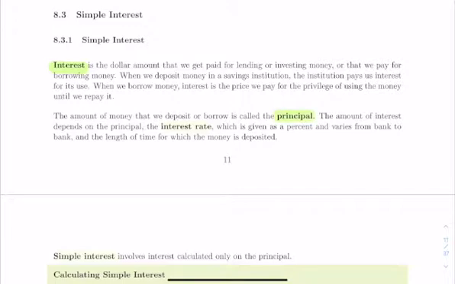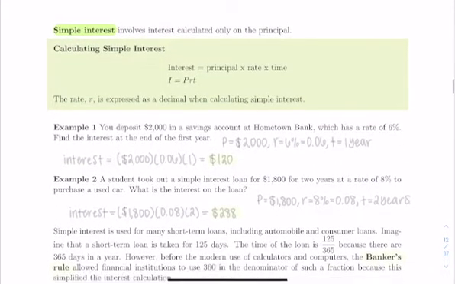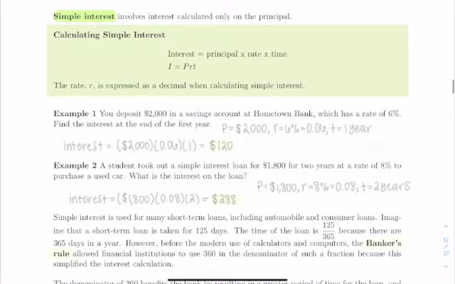The amount of interest depends on the principal, the interest rate, which is given as a percent and varies from bank to bank, and the length of time for which the money is deposited. Simple interest involves interest calculated only on the principal. So to calculate simple interest, we just take the principal times the rate times the time, or I is equal to PRT. The rate R is expressed as a decimal when calculating simple interest.